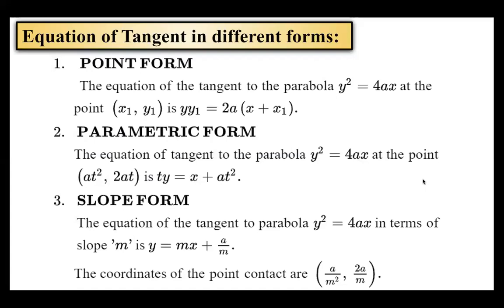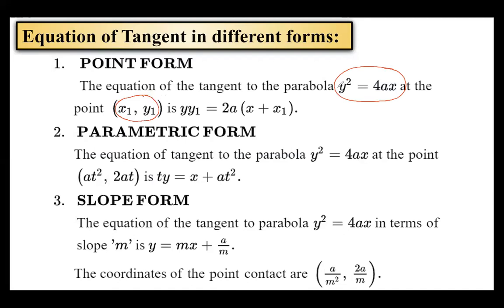Equation of tangent in different forms. Different forms of the equation of tangent on the parabola. So first is called point form. The parabola equation given is y squared equal to 4ax, and let's say at any random point x1, y1.